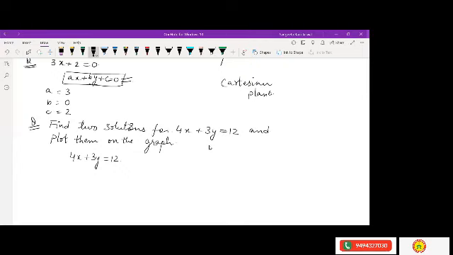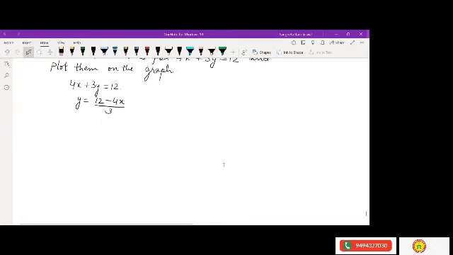Now here, I'll take the y coefficient this side. So what do you observe here? y equals 12 minus 4x divided by 3. So this is how you get your value for y. When I take 4x on the other side, it becomes minus. And then 3 is multiplying with y, so 3 gets divided on this side. If I put some value for x here, I will get something for y. Did you understand this much? Yes, ma'am.